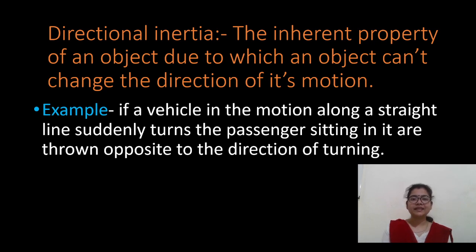Example, if any vehicle is in motion along a straight line and suddenly turns, the passengers sitting in it are thrown opposite to the direction of turning. For example, if a vehicle is going in a straight line and a passenger is sitting over here, if the vehicle turns in this direction, the passenger will fall in this direction due to inertia of direction.